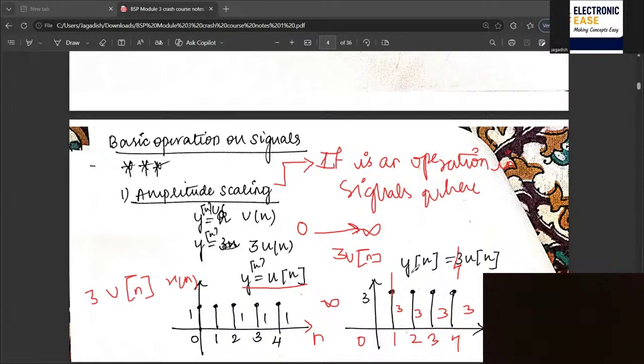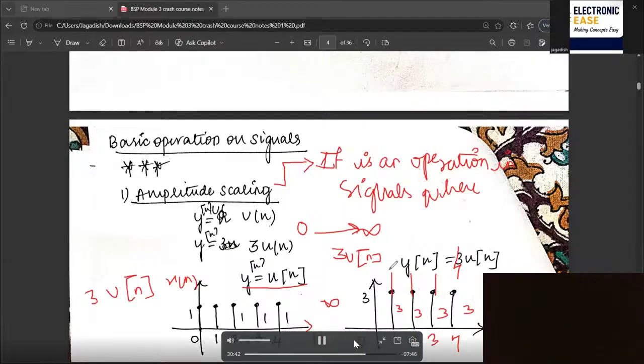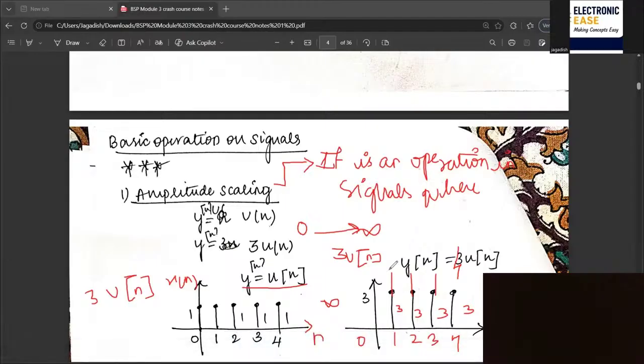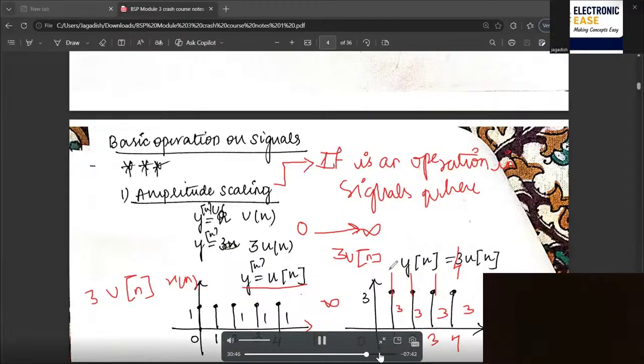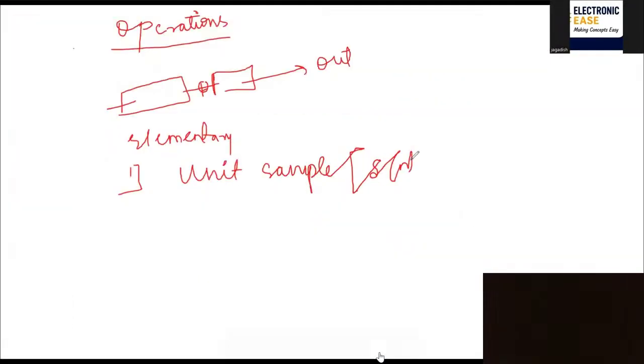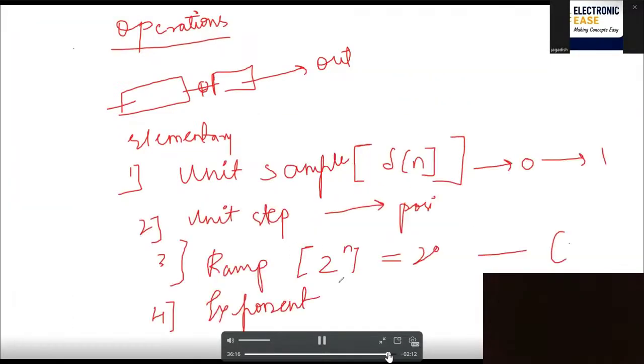That's it. Everywhere, for the unit sample signal and unit step signal, the values will be from 0 to infinity. The value is 1. Understand? Okay. So hence here the amplitude is like this, but you have to show it in the form of a signal.